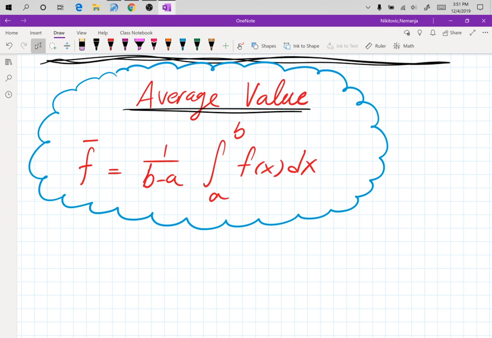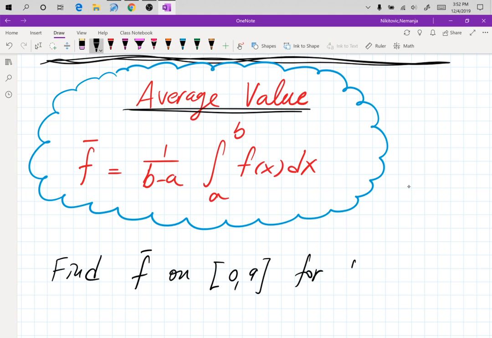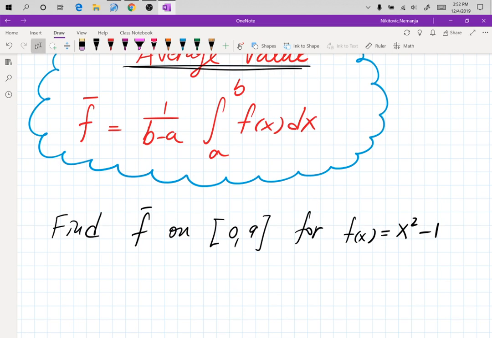And those limits would be your A and B, and then you would be able to calculate the average, let's say, rainfall. So if I want to calculate here, find the average value of the function on, let's say, 0 to 9 for f of x equals x squared minus 1, you just plug these numbers in.